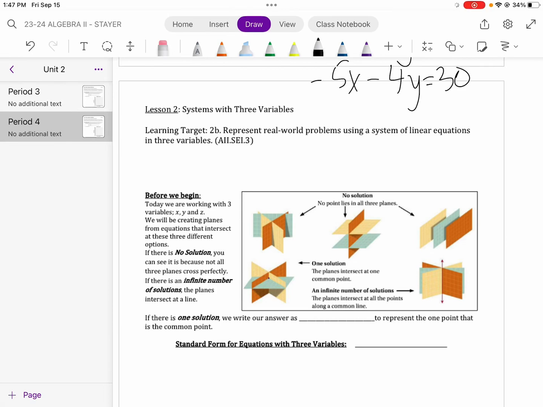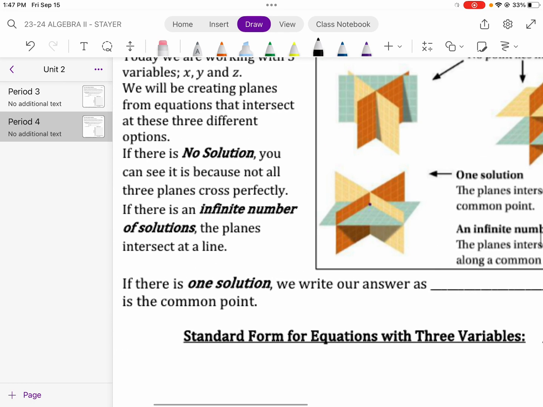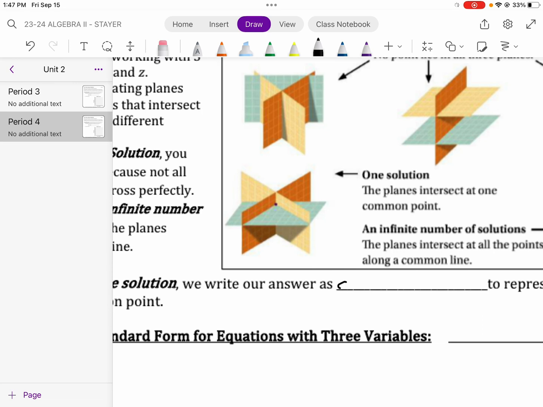All right, so when I have this right here, I know that when we're looking at that one solution, we're going to write our answer as an ordered triple. Now, you may have heard the phrase ordered pair from Algebra 1, even geometry, but an ordered triple is going to be 3 letters, but they are still in alphabetical order. X, comma, Y, comma, Z.